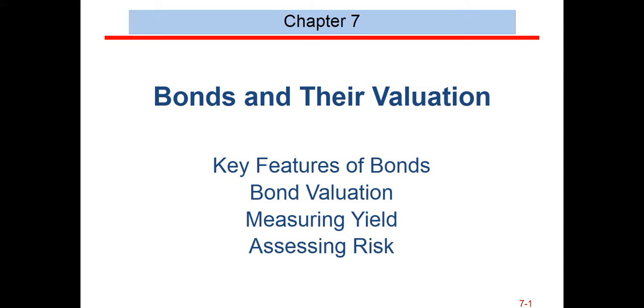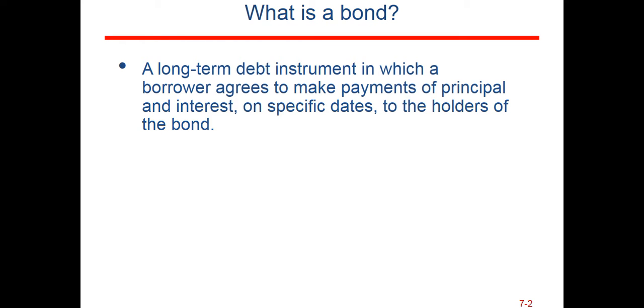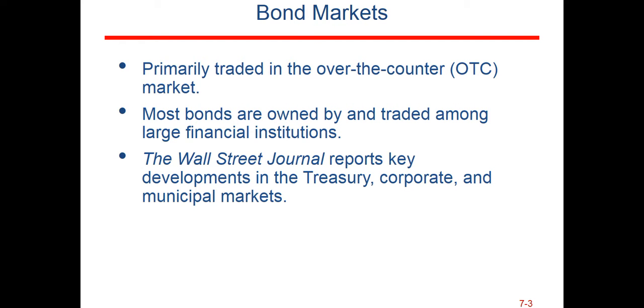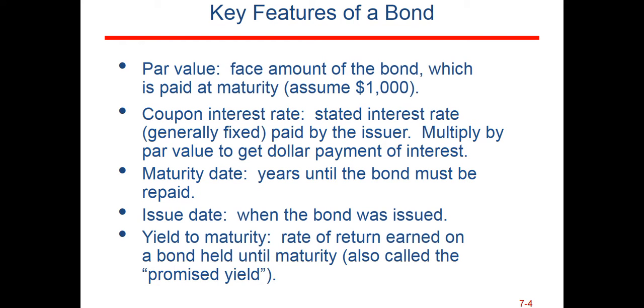types of features. Now, we know the time value of money operations, and we know how to calculate the interest rate. With these two tools, we are ready to tackle the problem of calculating the value of a specific bond. Bond, again, is a long-term debt instrument where the borrower agrees to make payments of principal and interest. Bond markets are primarily traded over the counter, and you can see from Wall Street Journal is a great place to look at the key developments in Treasury, corporate, and municipal bond markets.